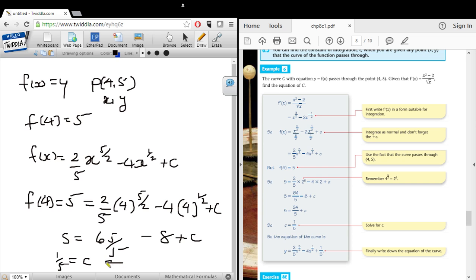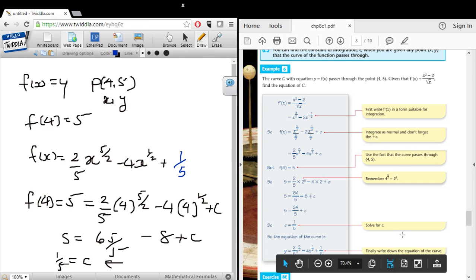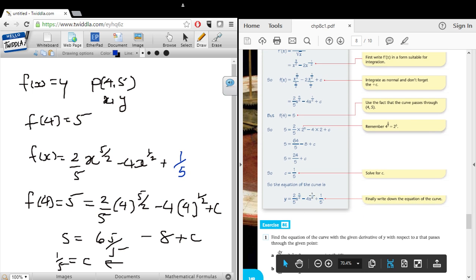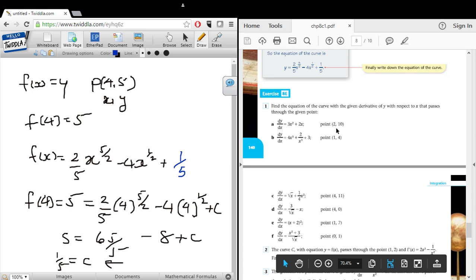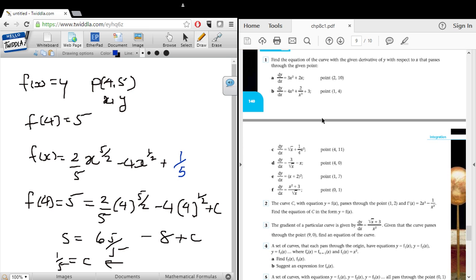Okay, that's the answer. So here, if we were to go back to our equation, we can put 1 over 5. Okay, and this is the equation of the curve. Here's some exercises with some points for you to do. All you need to do is integrate. Once you have that plus c, here you have the point to figure out that c.